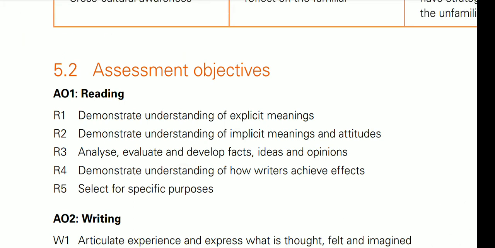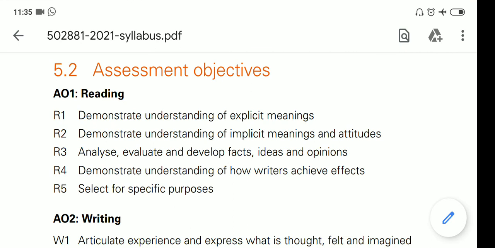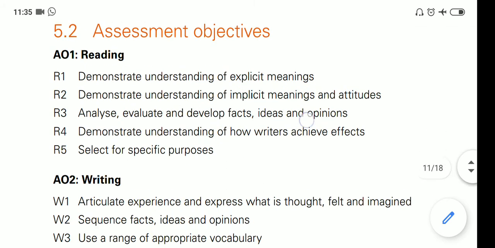R4 is demonstrate understanding of how the writer achieves effects. Now this is the new question that has been added for the last two or three attempts, and you should be very careful about R4, because if you do not attempt this appropriately, then you are going to miss one of the assessment objectives, which is R4. Demonstrate understanding of how the writer achieves effects means the meaning and effect. The last question, question number 10, is what they are talking about.